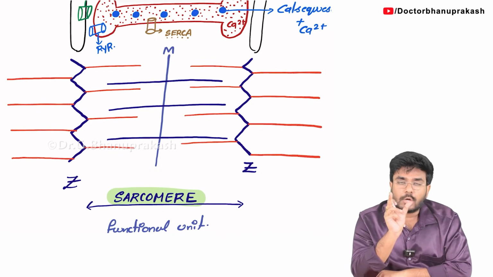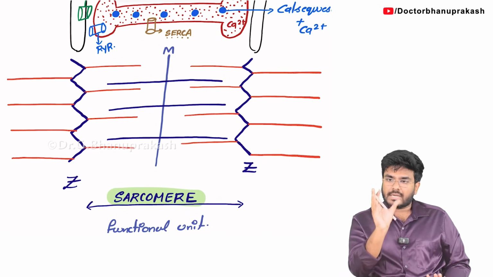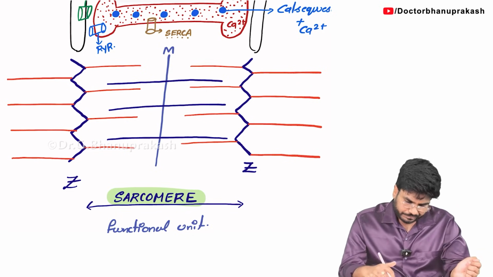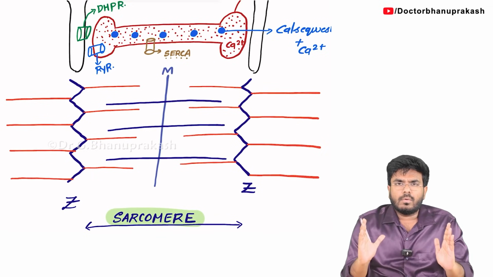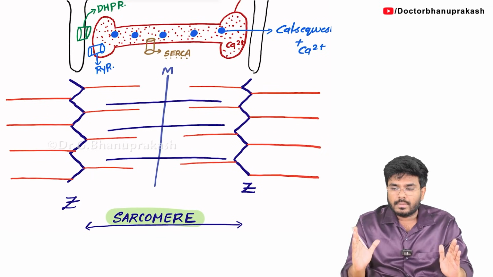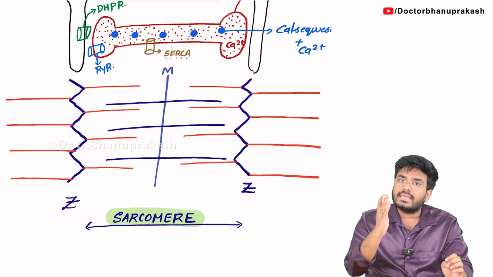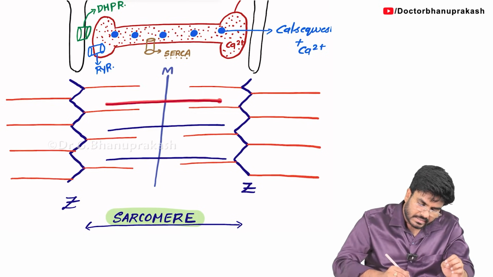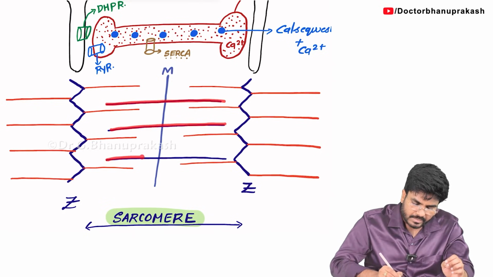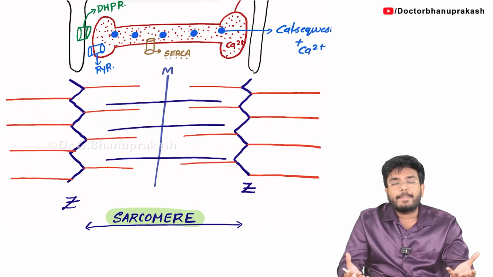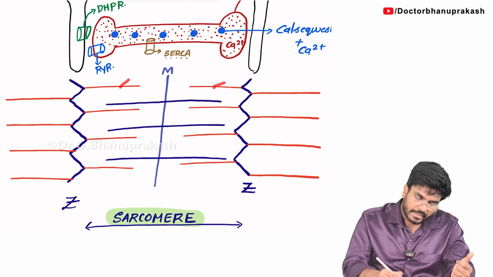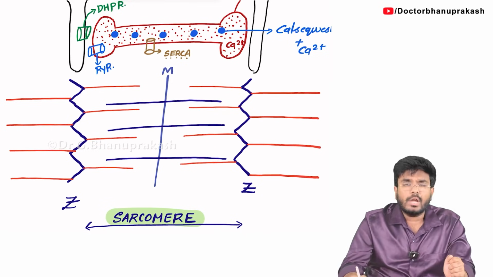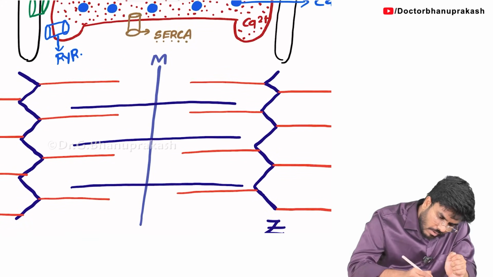Now one sarcomere is considered a functional unit. It's a contractile unit. Now tell me, what are the boundaries of the sarcomere? In the periphery there are Z lines. In the middle there is an M line. Who is attaching with the M line? Myosin. This is the filament which I am highlighting here in red. This is the myosin filament. Myosin is a thick filament, and this other filament which I am highlighting right now is actin.